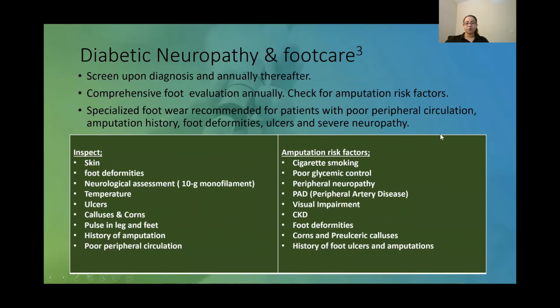Specialized footwear, actually known as diabetic shoes, are recommended for patients with poor peripheral circulation or amputation history, foot deformities and ulcers, or severe neuropathy.